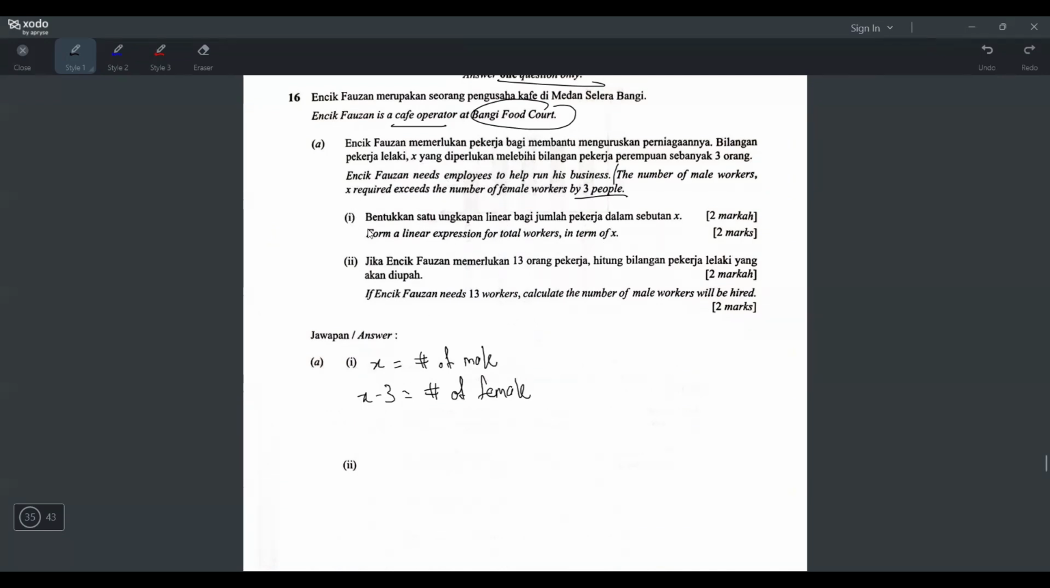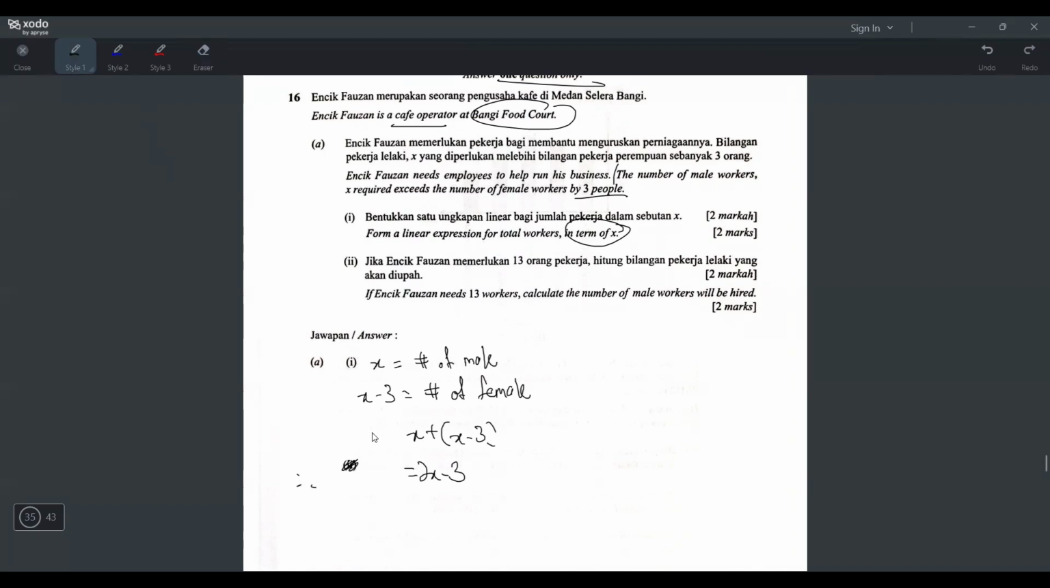Now let's see what number 1 says. Form a linear expression for total workers in terms of X. The total worker will be these 2 added together. X plus X minus 3. If you do this, you will get 2X minus 3. So I think the answer is 2X minus 3. So that's the answer. I think I should write total worker.